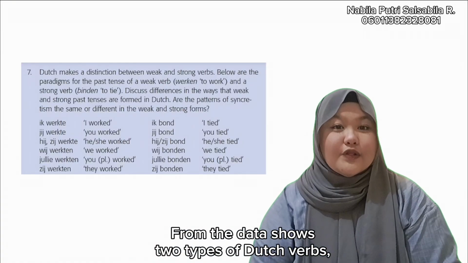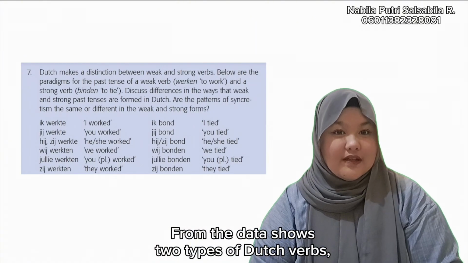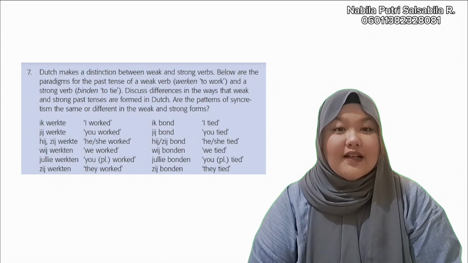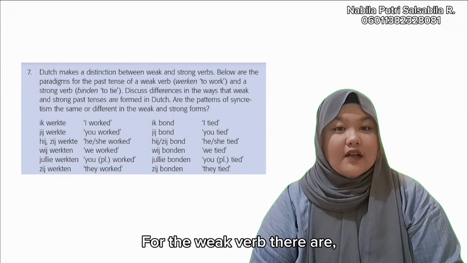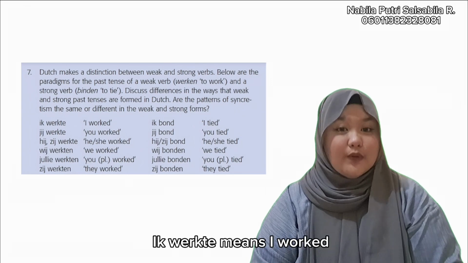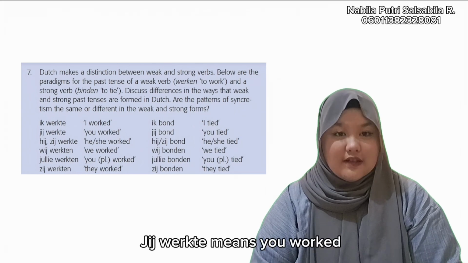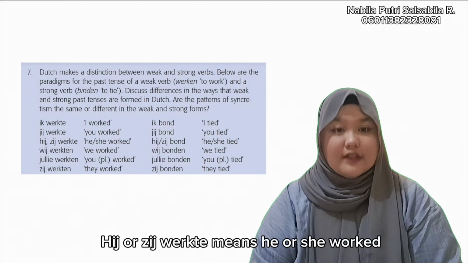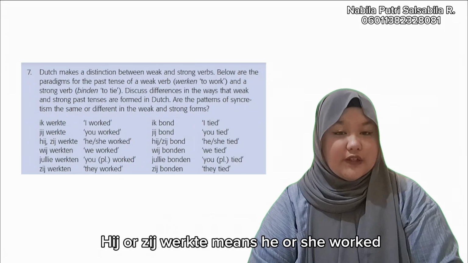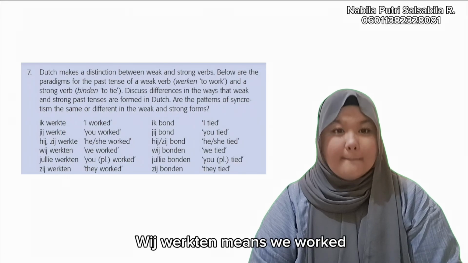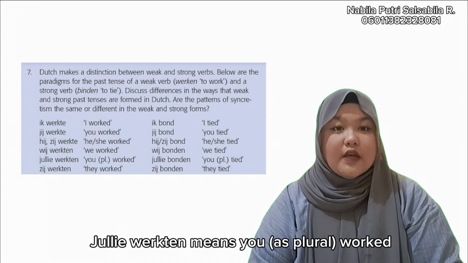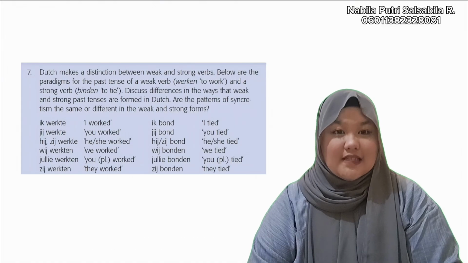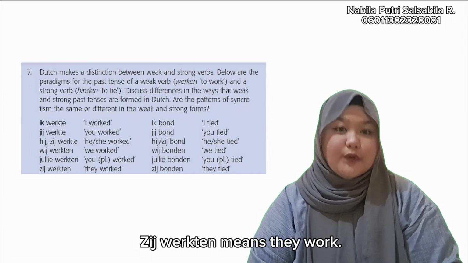From the data shows two types of Dutch verbs. They are weak verbs and strong verbs. For the weak verb, they are ik werkte, means I work. Jij werkte means you work. Hij or zij werkte means he or she work. Wij werkten means we work. Jullie werkten means you as plural work. Zij werkten means they work.